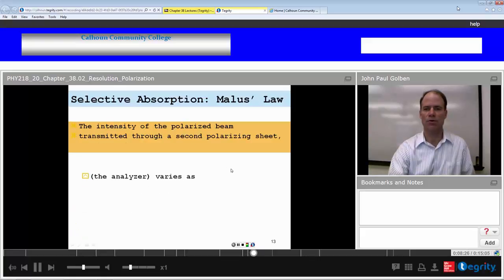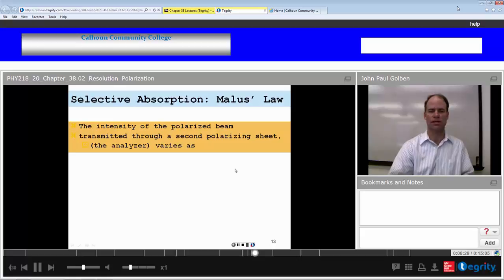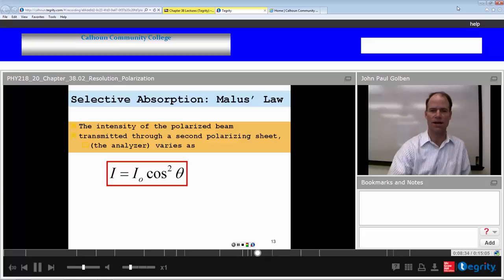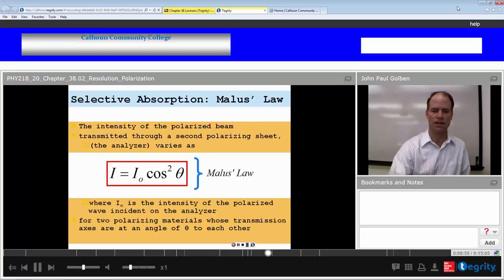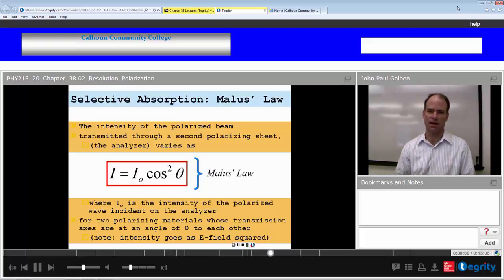The intensity of a polarized beam transmitted through one polarizing sheet and then through a second polarizing sheet, which is called the analyzer, varies as I0 cosine squared of that angle, theta. We know that the E field vector is the amplitude of the light, and hence intensity is always proportional to the amplitude squared. This is called Malus's law. I0 is the intensity of the polarized wave incident on the analyzer for two polarizing materials whose transmission axes are at an angle theta with respect to one another.